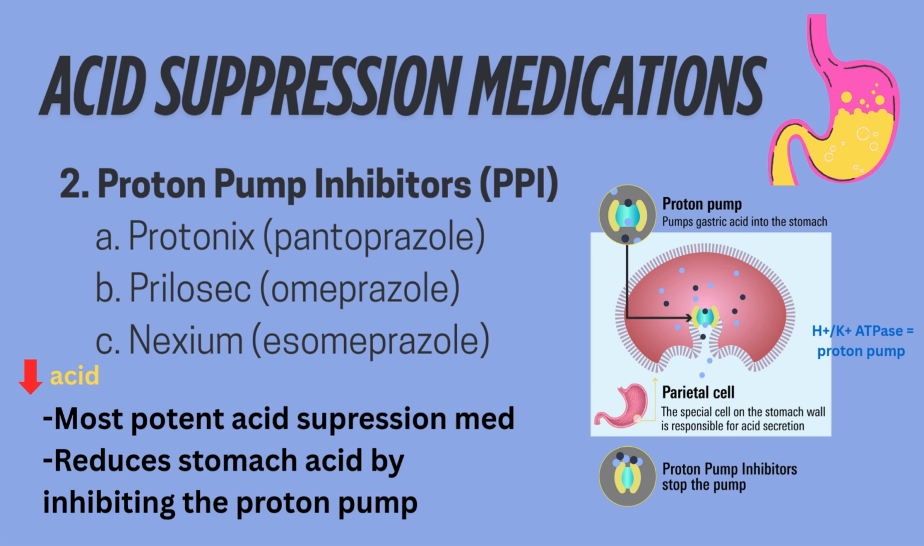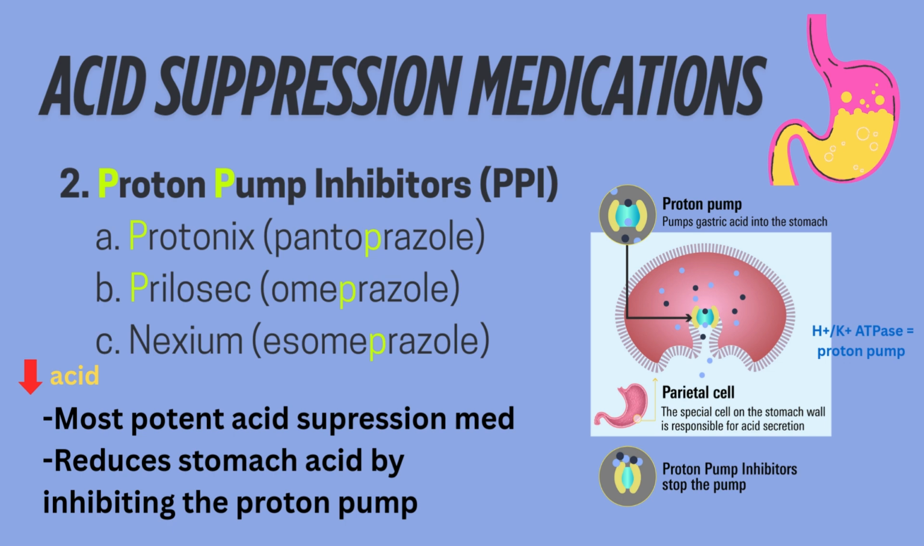And the proton pump is also called the H+/K+ ATPase pump, and they're in the stomach cells, the parietal cells. So one way that helps me remember the proton pump inhibitors and attach them to the medications is all the P's. It's pantoprazole, omeprazole, esomeprazole, Protonix, Prilosec.